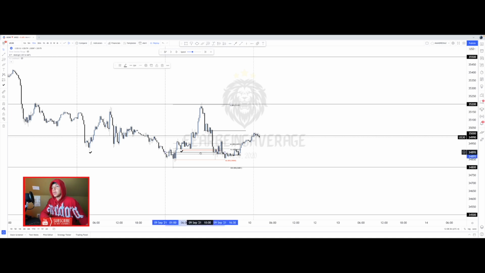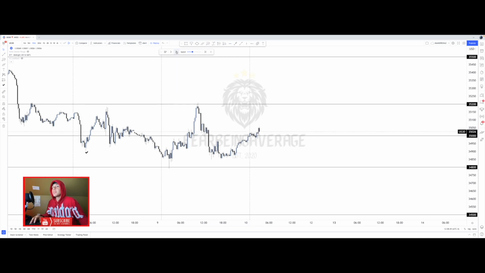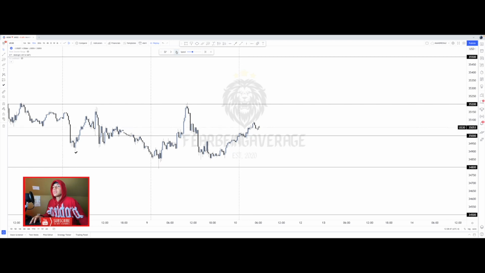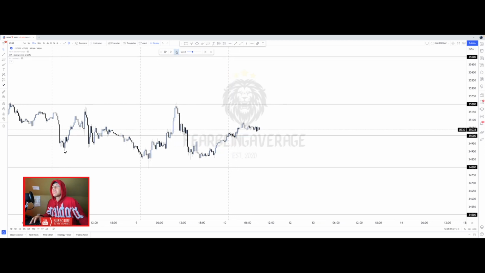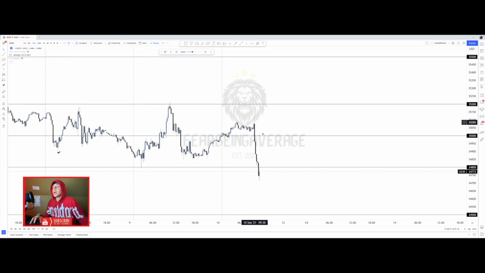So we could delete all these just real quick, just so we can see where price ended up going. Came all the way back up to 35,000. And if you would have held that trade, it would have kept on going before coming all the way down, stopping you out.